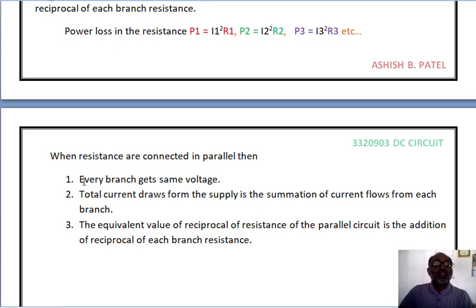That means the applied voltage V. Now the total current drawn from the supply is the summation of the currents flowing in each branch. Now the equivalent value of the reciprocal of resistance of the parallel circuit is the addition of the reciprocal of each branch resistance.